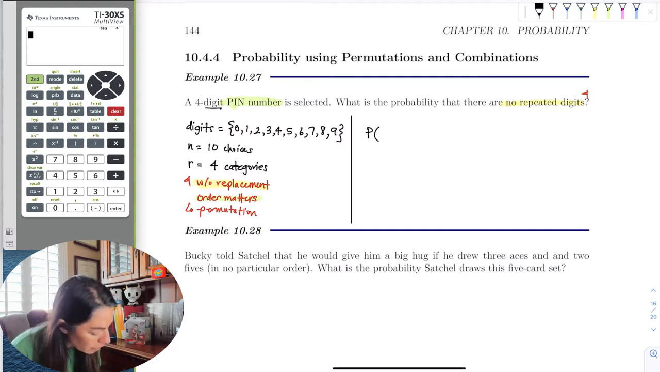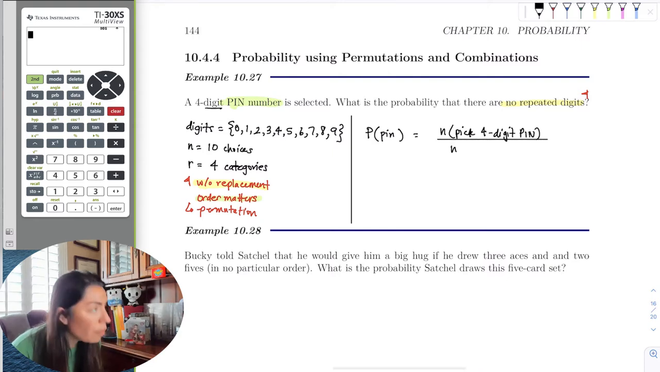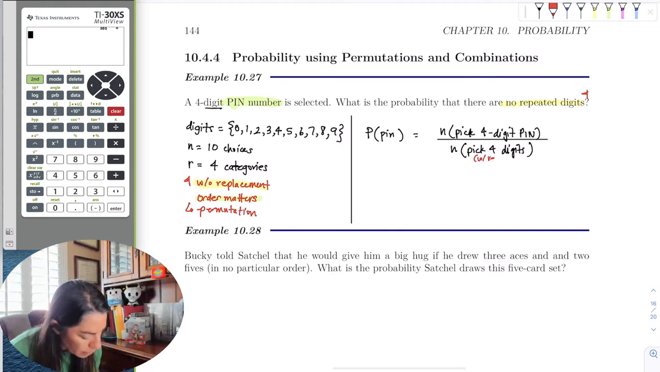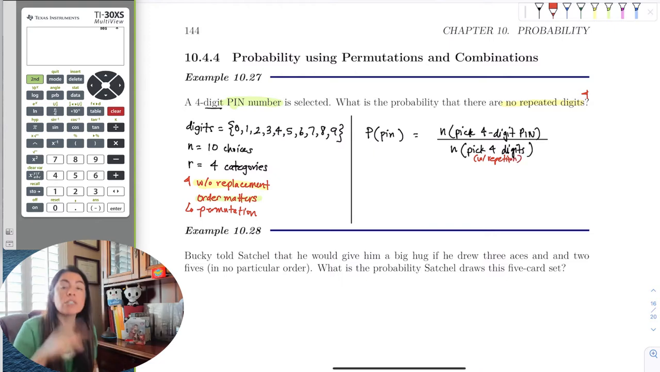The probability of selecting a four-digit PIN, so picking the PIN, is equal to the number of ways we can pick a four-digit PIN, all over the number of ways we can just pick four characters. Now, this is very important. Picking a four-digit PIN without repetition is very particular. As you pick a number, you have one less number for the rest of the characters. But just seeing four digits, I can pick with repetition. It doesn't matter. So the denominator is your whole entire sample space, so it can be with repetition. I could pick 1, 1, 1, 1 if I wanted. But it's only when I pick the PIN, which is the numerator, that I have restrictions. So let's go ahead and do that.